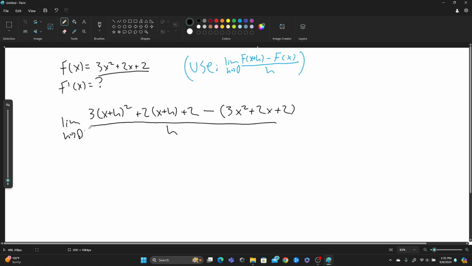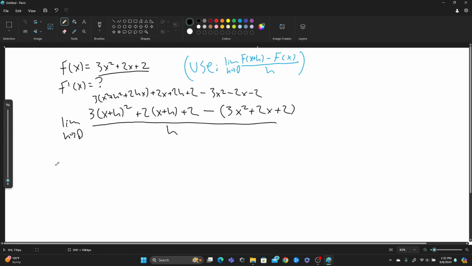So the first step is simplifying, or expanding rather, the top. So let's start with 3 times (x plus h) squared. So we know from last time (x plus h) squared is equal to x squared plus h squared plus 2hx. So we have 3 times (x squared plus h squared plus 2hx). And then we have that plus, distribute this 2, plus 2x plus 2h, and then plus 2. And then let's distribute this negative. So we have negative, or minus, 3x squared minus 2x minus 2.